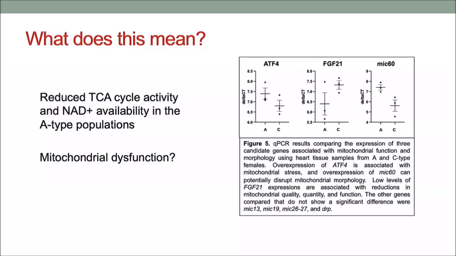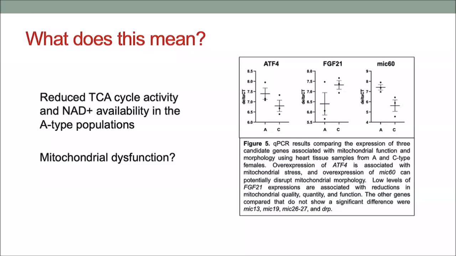So we have a collection of 7 genes that we know are associated with mitochondrial form and function. So we did some qPCRs to see how those were different, specifically between the A and C populations. So this is pretty small scale. We need to expand on this. But when we look at ATF4, overexpression of that is associated with response to mitochondrial stress, and overexpression of MYC60 is associated with disrupted mitochondrial morphology and so on.